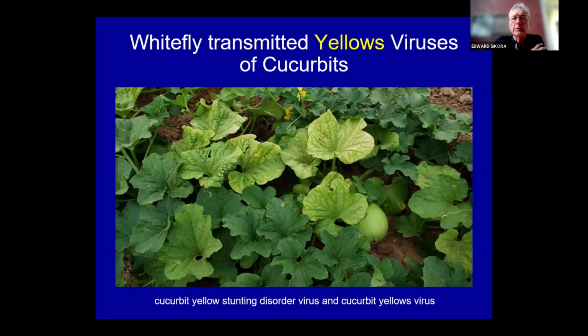I mentioned this because we've been doing some surveys over the last 4 to 5 years, looking mainly in South Alabama for these yellows viruses, whitefly transmitted yellows viruses of cucurbits. And just in the last 3 years, we've picked up, I think, 3 new viruses, including cucurbit yellow stunting disorder virus and cucurbit yellow viruses shown here. They will cause, obviously, yellowing, but it's a little bit different, say, from the aphid transmitted viruses, in that the symptoms are more common on the older leaves than on the younger leaves.